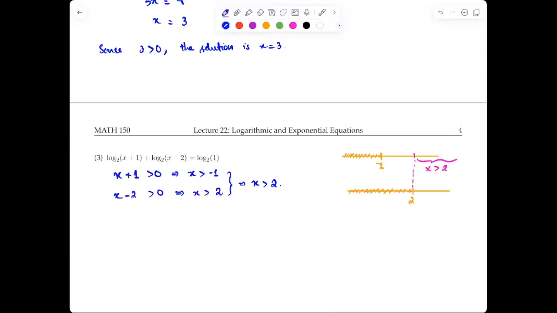Okay. So now you can see 3 functions with the same base 2. But you cannot get rid of the log base 2 yet. What happened is on the left-hand side is the addition. What you do is you apply the product property: a summation becomes multiplication. So log base 2 of x plus 1 times x minus 2. You with me at that?